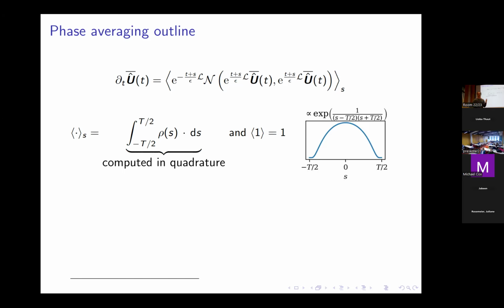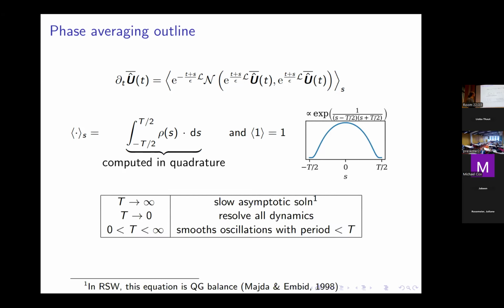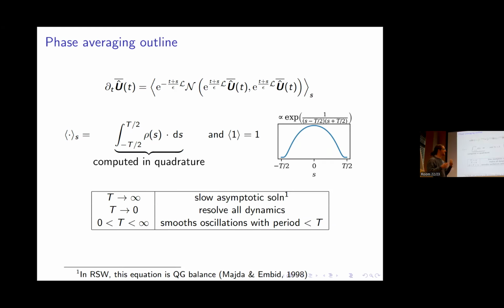The best way to understand what this average means is to look at the various limits on big T, the averaging window. If big T tends to infinity, then you filter out all of the fast oscillations in the system. This is the slow asymptotic solution of the system. In the case of the rotating shallow water equations that I showed you before, this is quasi-geostrophic balance. So you remove all your wave modes if you take an infinite average.